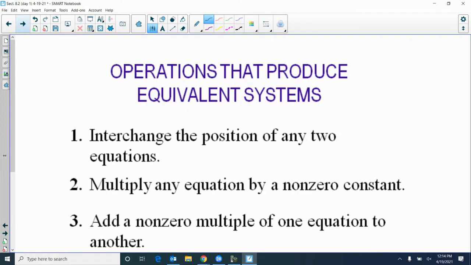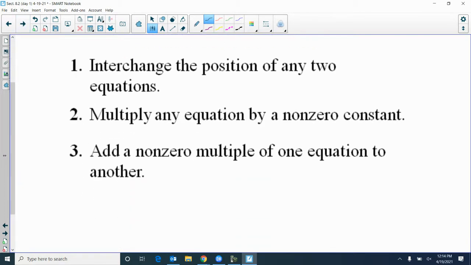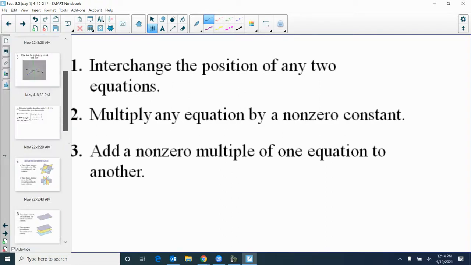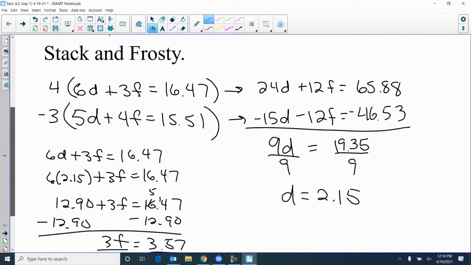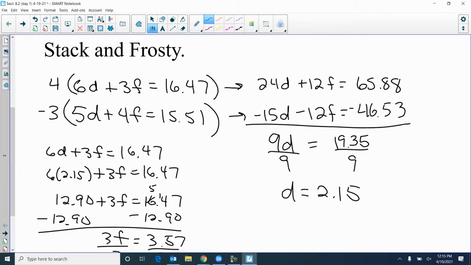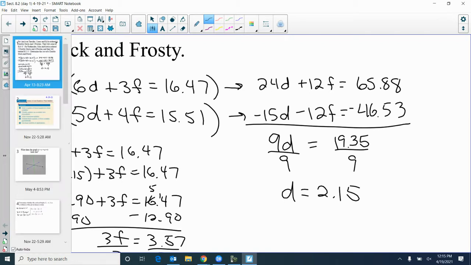To solve this, I'm going to go over a couple of ways. You can interchange any two equations. You can flip the order. You can multiply any equation by any non-zero constant. And then you can add a non-zero multiple of one equation to another. Essentially what we just did with the 2 by 2: you can multiply by a constant, and then you can add them together. Those are all going to give you equivalent statements. And that's how we're going to solve a 3 by 3.